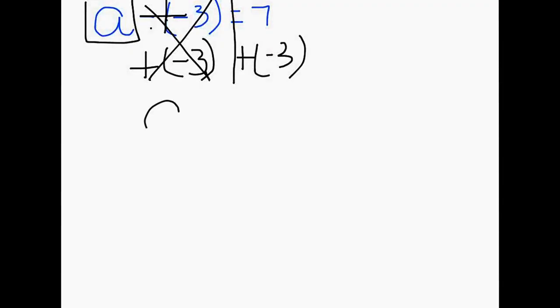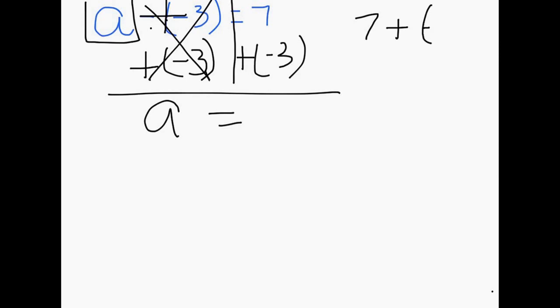Tell me, what is the opposite of -3? Remembering that turns into +3. So you'll have +3 and -3, which will cancel each other out. See that? Then you're left with a equals, now you have 7 plus -3.